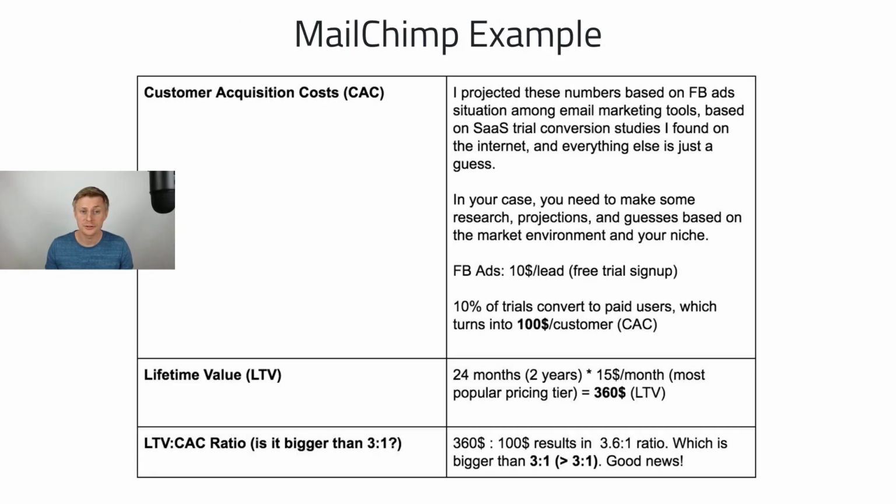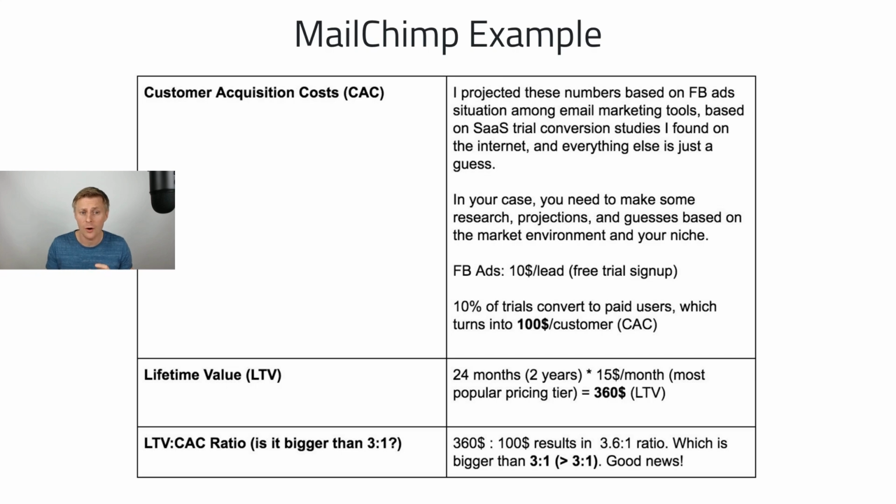Now, I want to ask you to do your own CAC and LTV projections, guesses, and calculate your ratio for your software idea. On this slide, you can see MailChimp's example for software economics exercise. This is just my rough guesses, projections. These are not real numbers. I haven't talked to MailChimp founders, haven't asked them these questions, but these are my quick projections to give you some quick examples. And you will find it on this lesson page in the MailChimp worksheet.